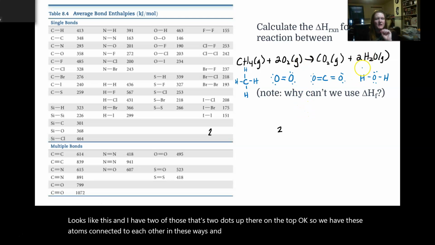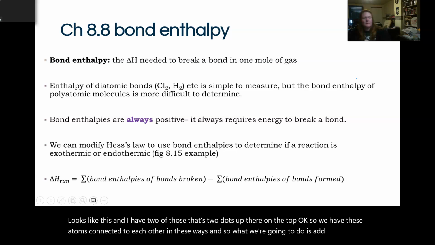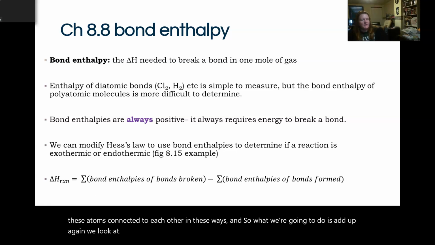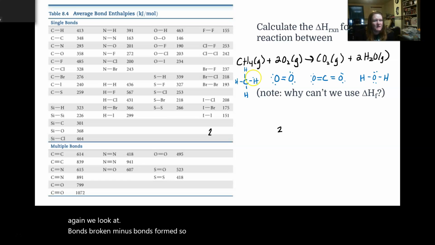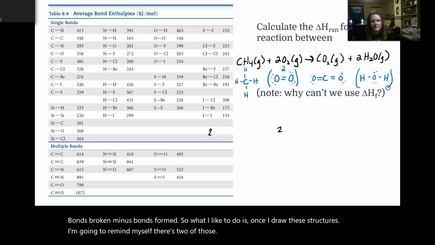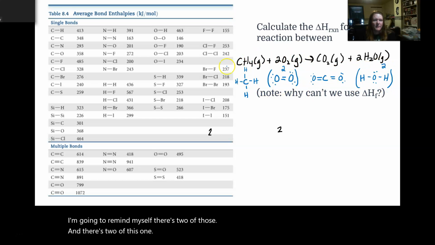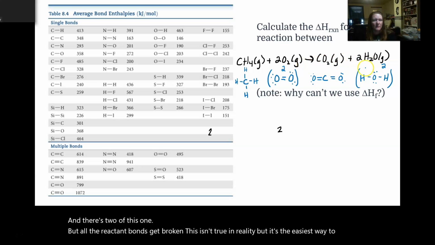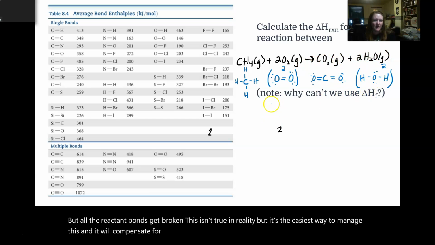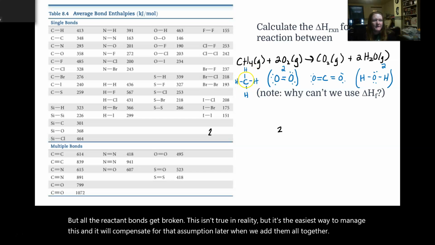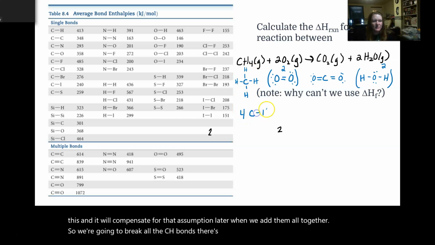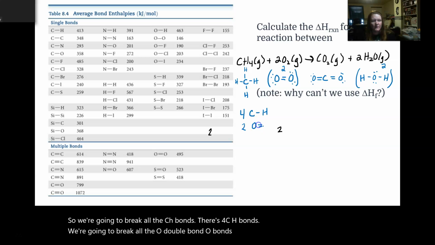And so what we're going to do is add up, again, bonds broken minus bonds formed. So what I like to do is once I draw these structures, I'm going to remind myself there's two of those and there's two of this one. But all the reactant bonds get broken. This isn't true in reality, but it's the easiest way to manage this, and it will compensate for that assumption later when we add them all together. So we're going to break all the CH bonds. There's 4 CH bonds. We're going to break all the O double bond O bonds. There's 2 of those. So that's what we're breaking.